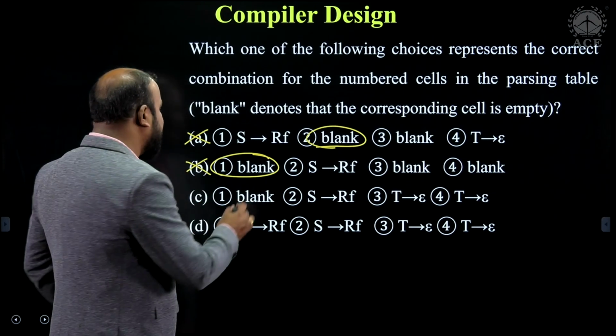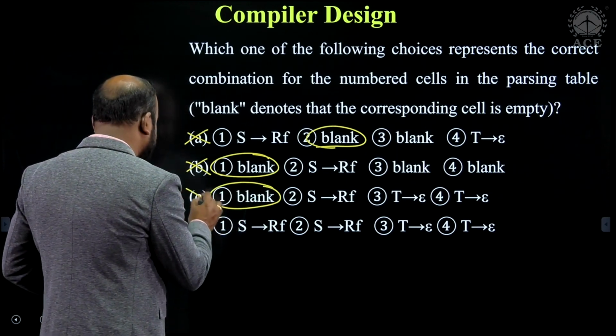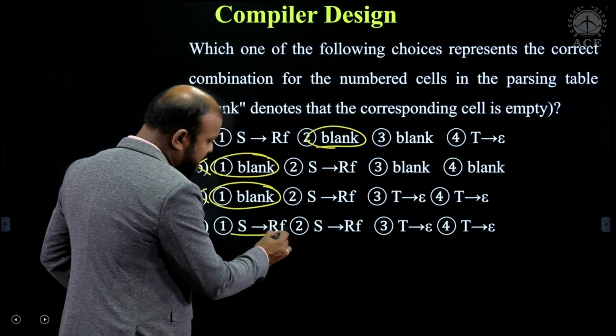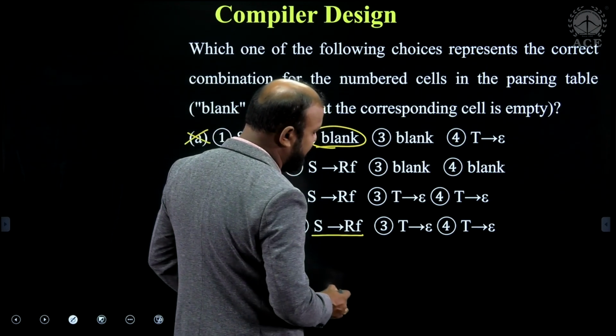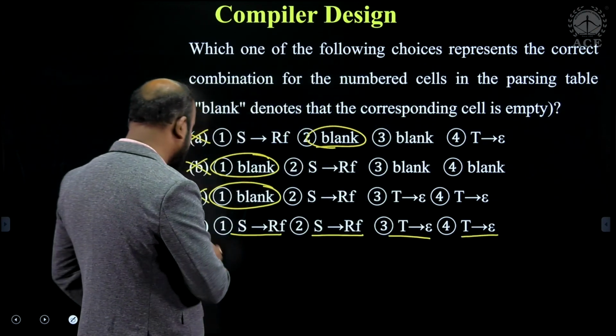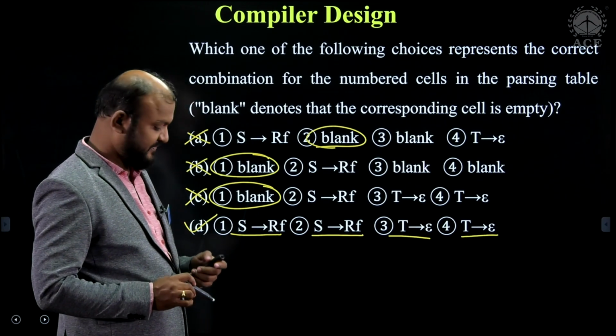Entry 1 is blank again, but entry 1 is filled with S tends to RF production, which is also wrong. Entry 1, S tends to RF, right. Entry 2, S tends to RF, right. Entry 3, T tends to epsilon, 4 also T tends to epsilon. Now option D is the correct answer for the question.